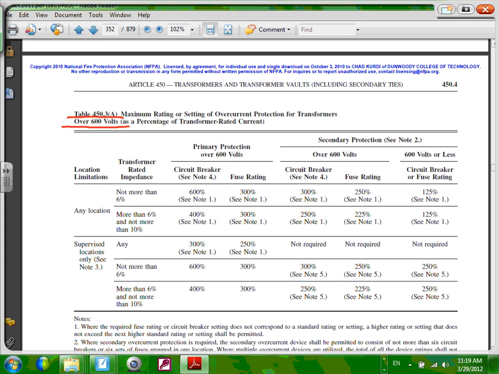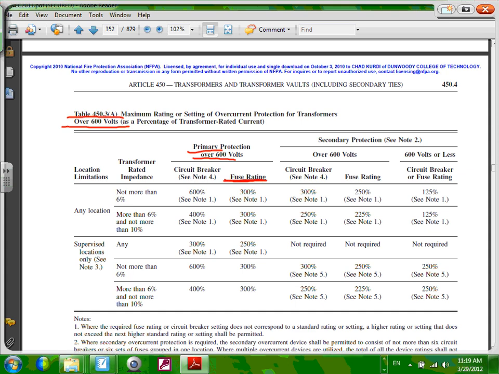The first thing I would like you guys to look at is the primary. Here's my primary. Is my primary over 600 volt? Yup, my primary is over 600 volt. Am I using a fuse or a circuit breaker? What did I use here? We use a fuse. Commonly used is a fuse, so I decided to use a fuse.